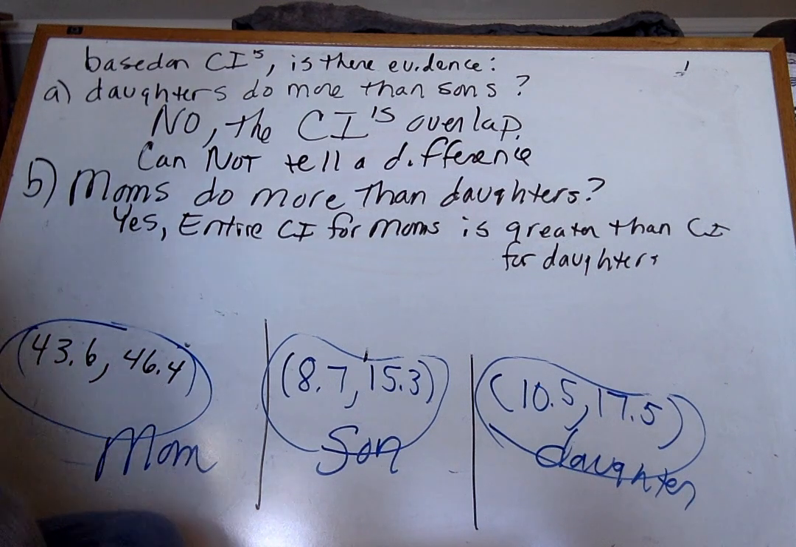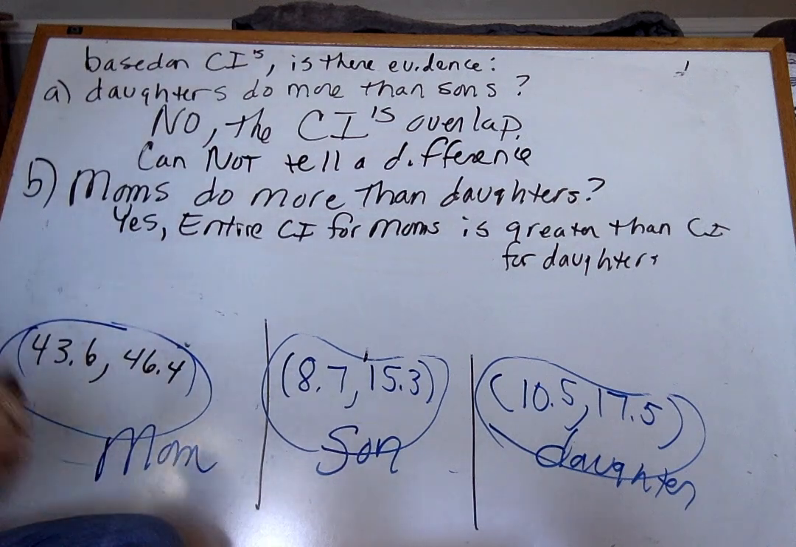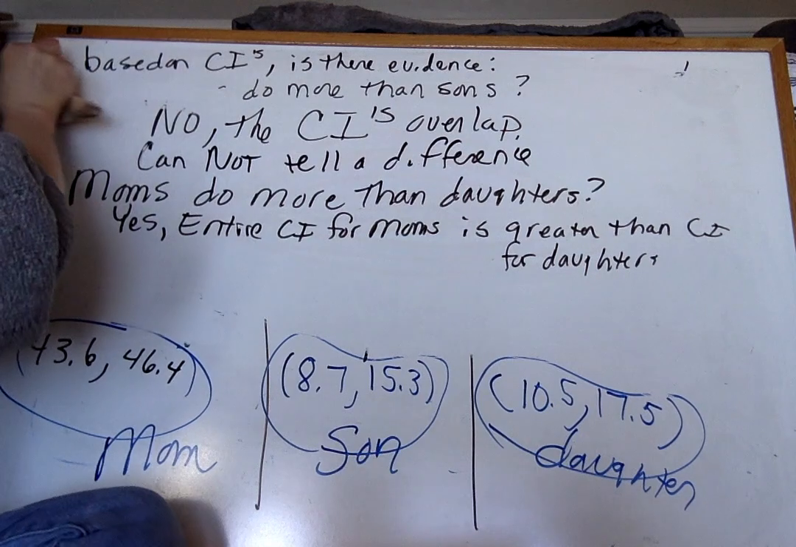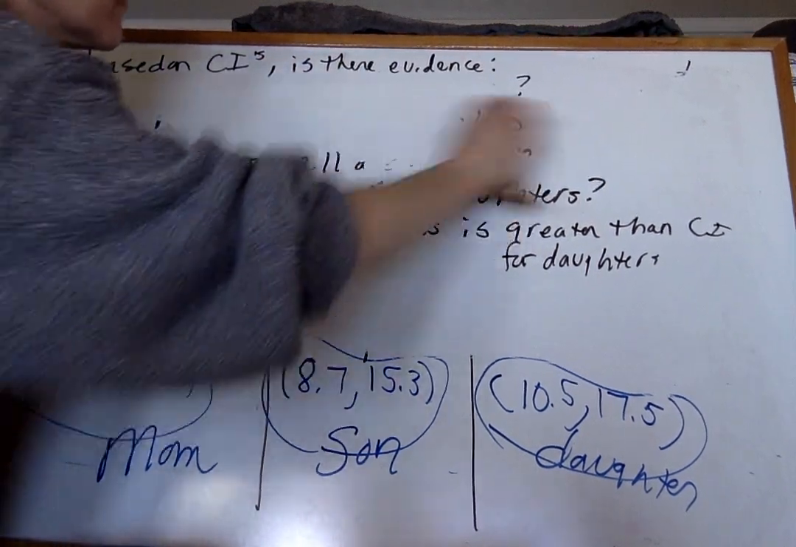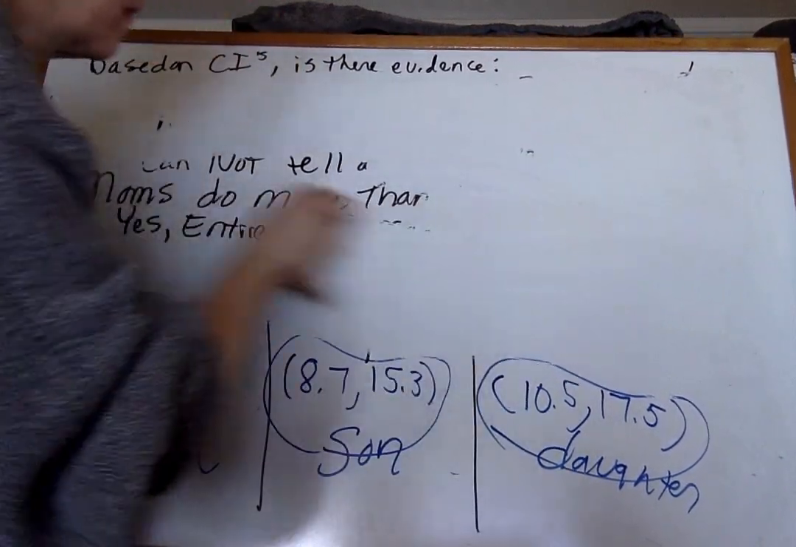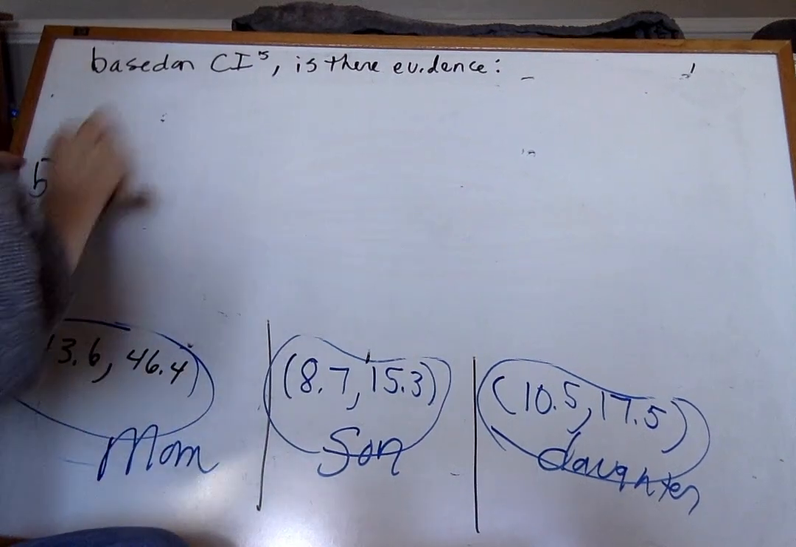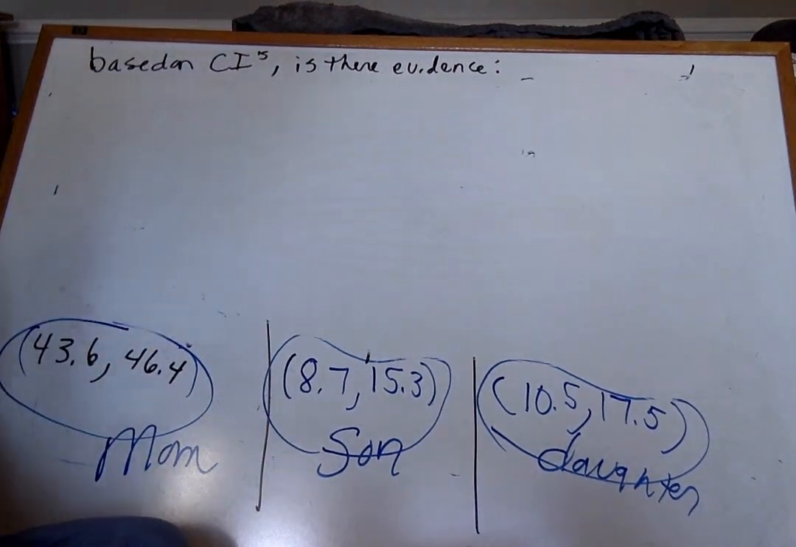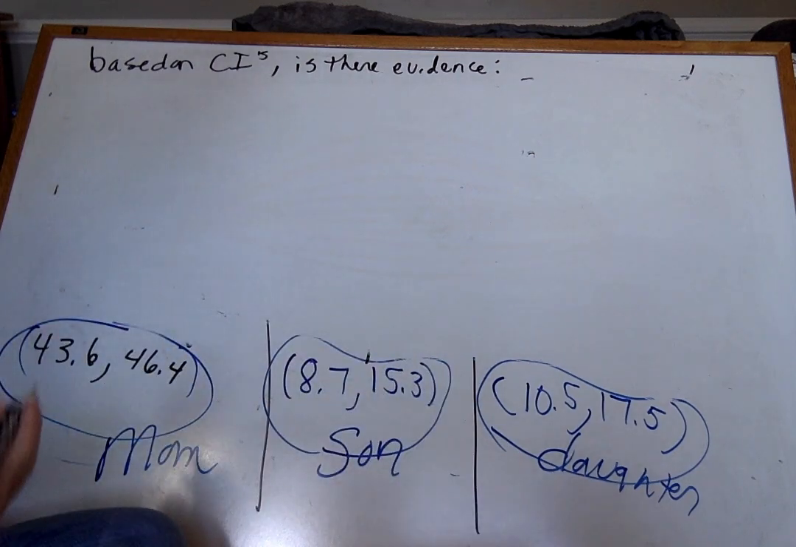We got two more interpretive questions here. So I'm going to erase my A and B. Parts A and B were how to compare two confidence intervals. Parts C and D are going to be how to compare one confidence interval to some number that they're asking me about.